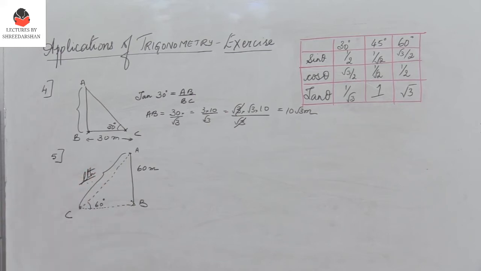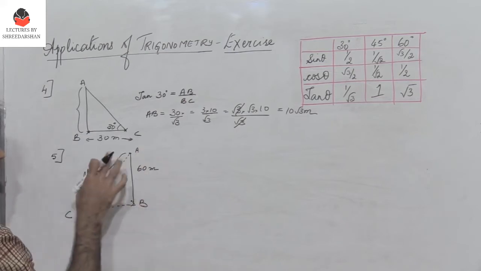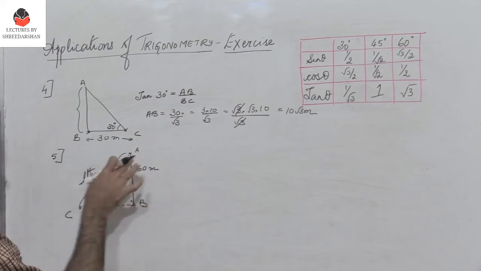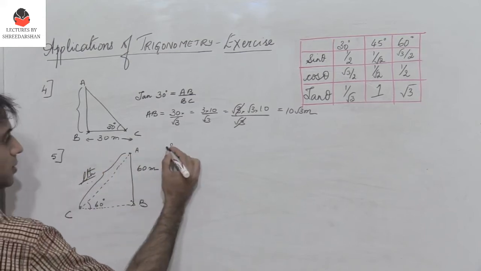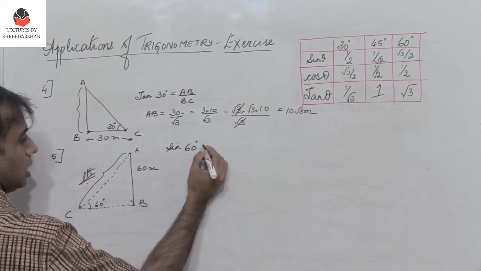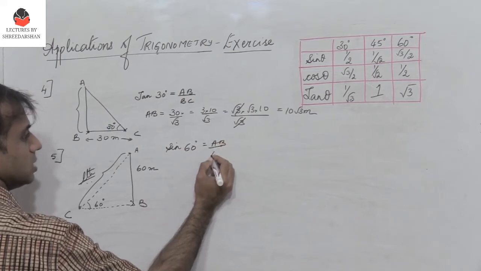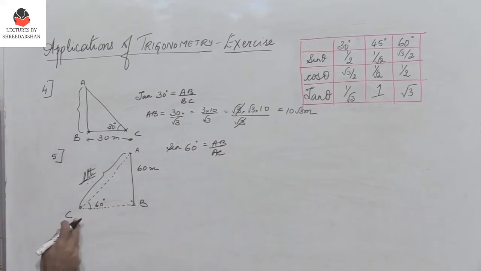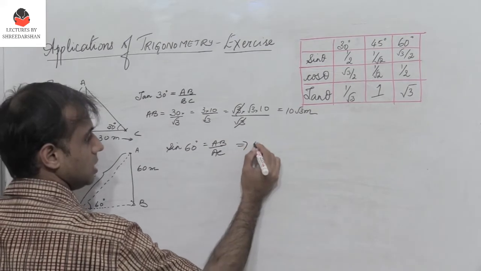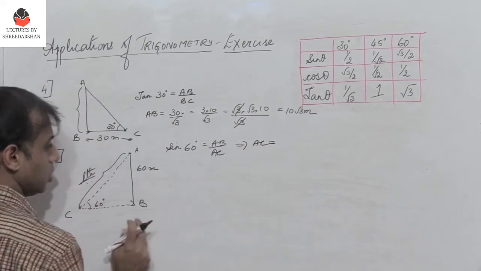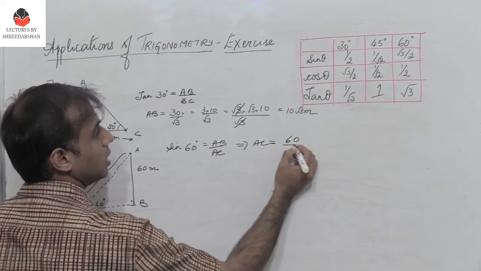Okay. So what do I do? I have to use a relation which involves the opposite side by hypotenuse. Opposite side by hypotenuse is sine. So I have sine 60 equals the opposite side AB by AC. So I need to find AC. This implies AC equals AB, which is 60, divided by sine 60.